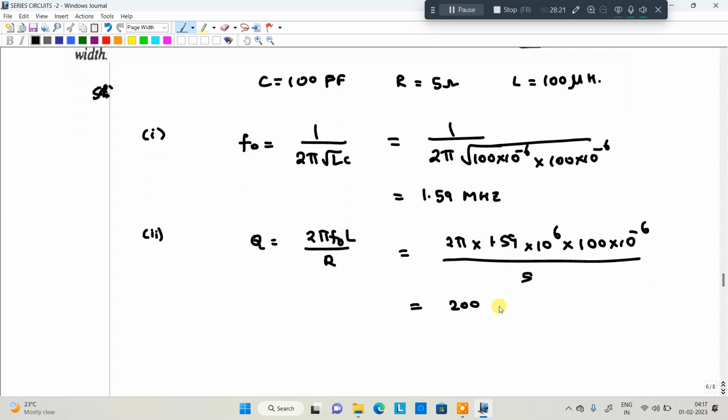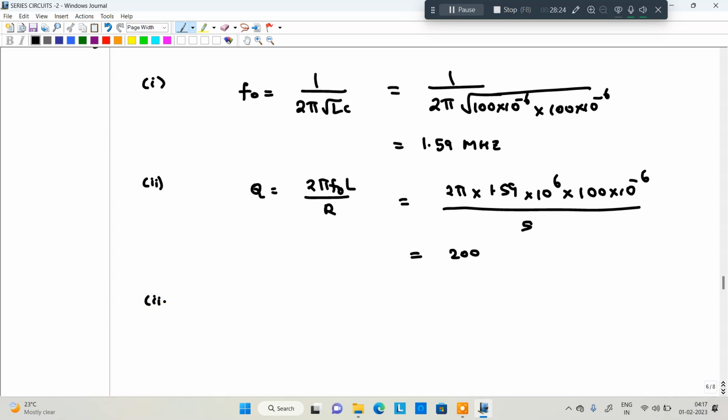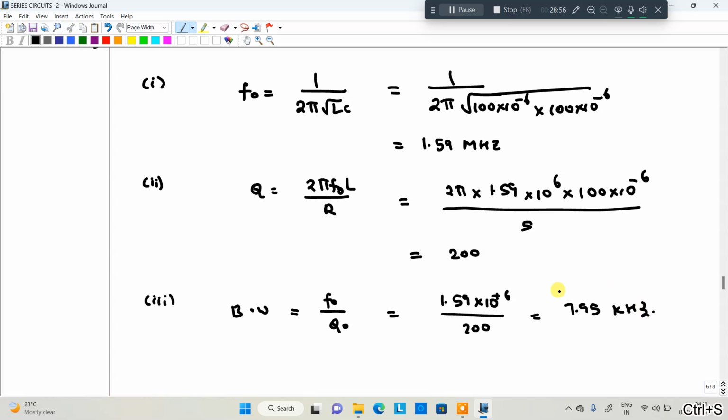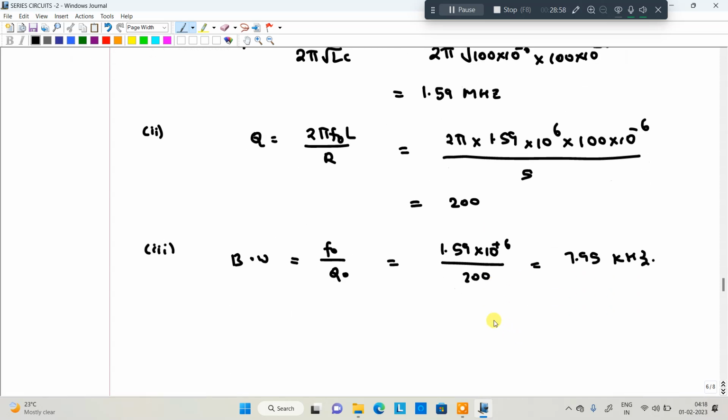The third point is the bandwidth. The bandwidth formula: bandwidth is equal to F naught divided by Q. What is F naught? 1.59 into 10 power plus 6, divided by, what about the quality factor? 200. That will be 7.9 kilohertz. Kilohertz is a frequency. So this is about the bandwidth.